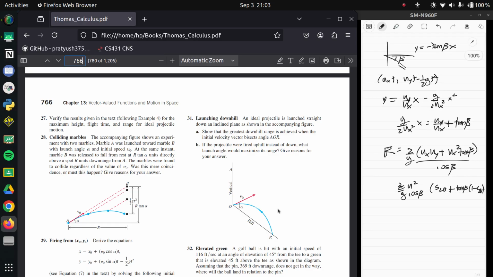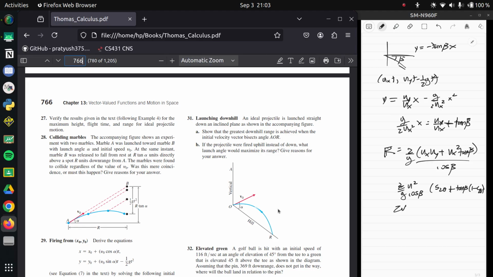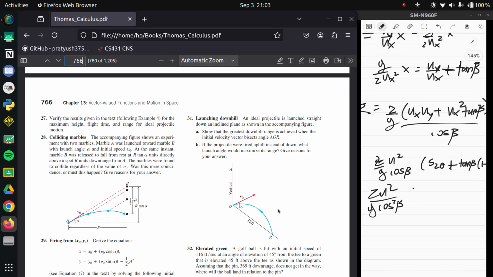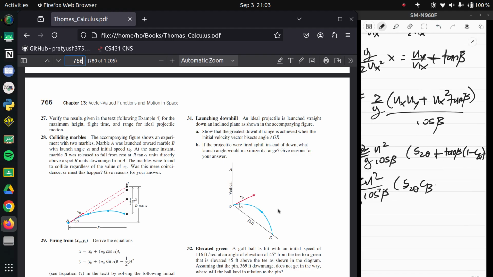So you want to maximize that, right? So just sine 2 theta and then minus cosine 2 theta. That's like a unit vector, so it's just a dot product of that with 1 plus tan beta, right? In fact, you can take a cosine beta outside, and all of this really makes sense at that point. So just 2u square upon g cosine square beta, and then this thing is sine 2 theta cosine beta, minus sine beta cosine of 2 theta.